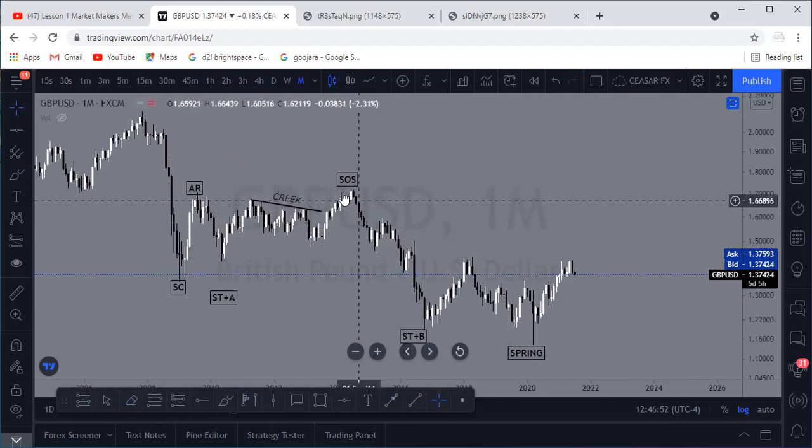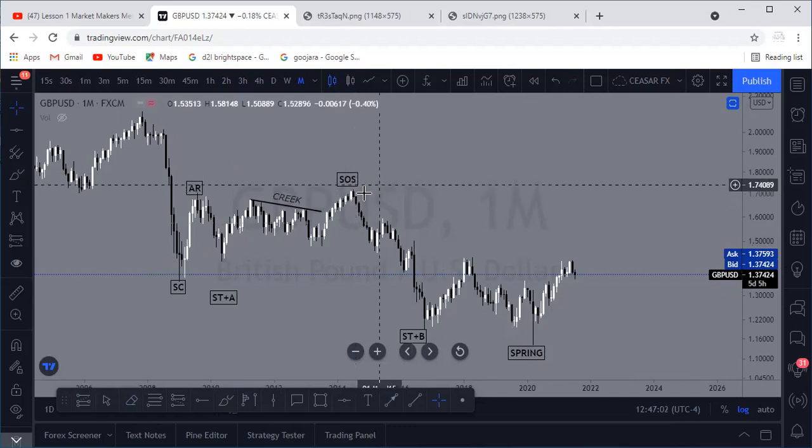You can see definitely here, there are traders that sold here, and their stop losses are above here. And also, there are traders who placed their buy stops here. Why do they do all that? Let me show you this.